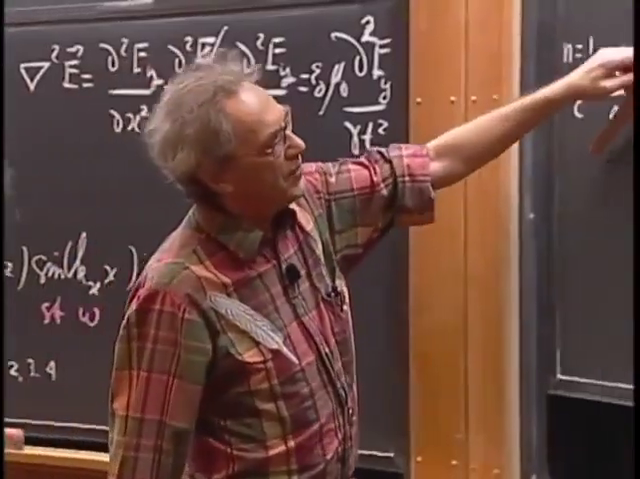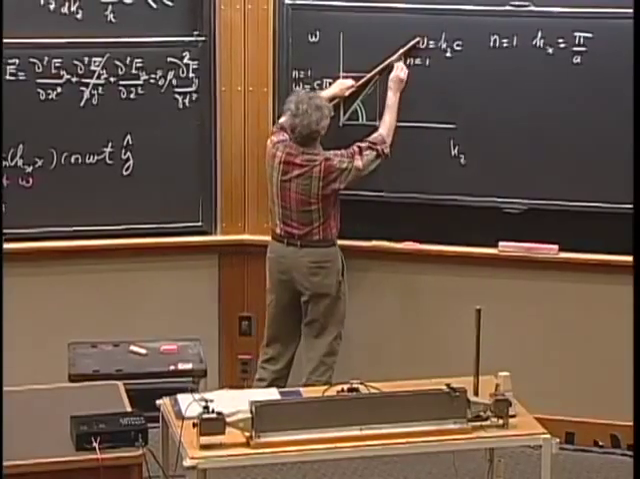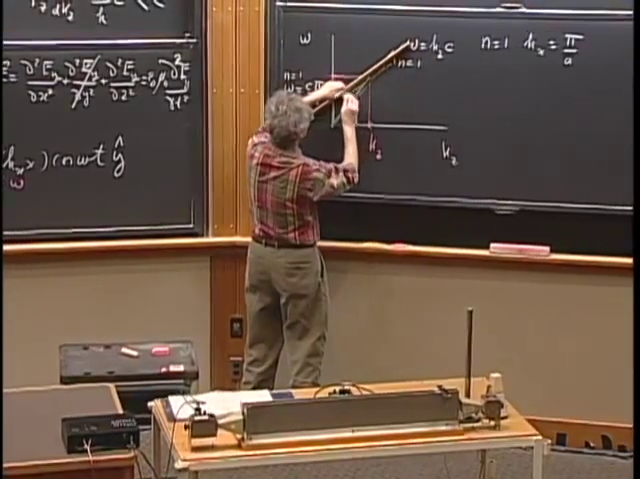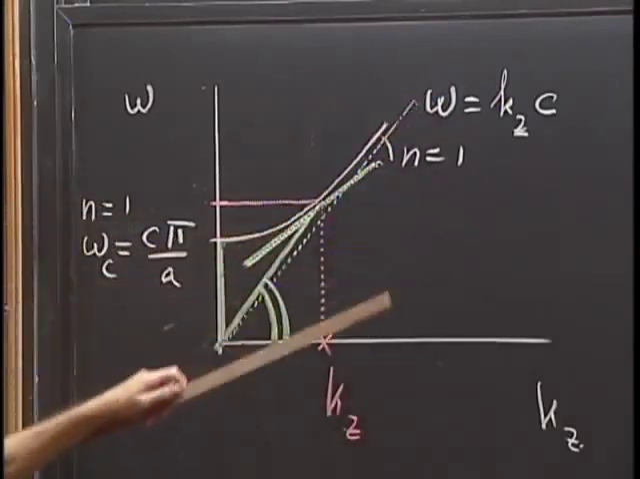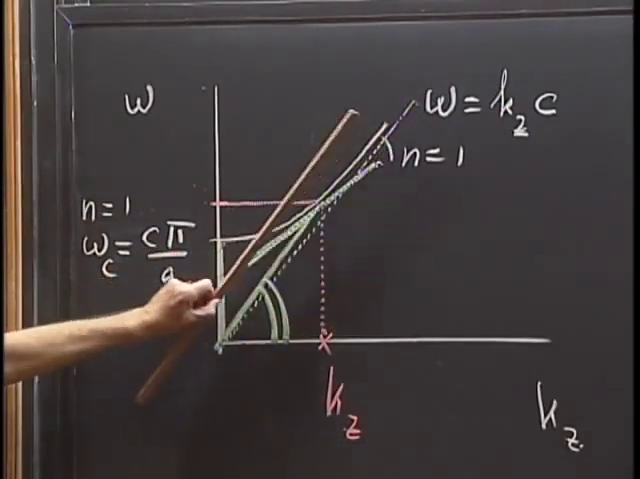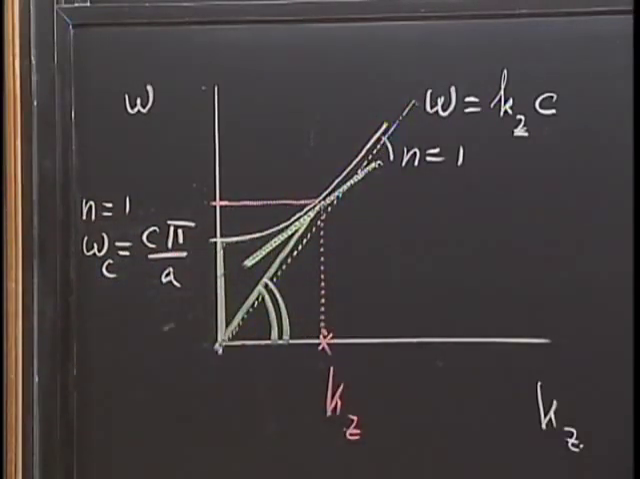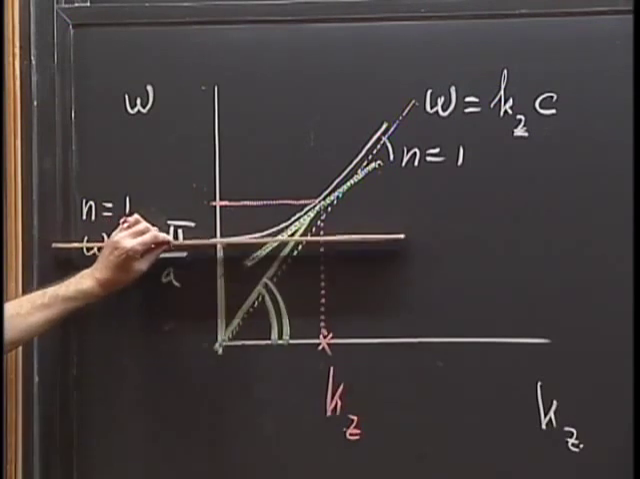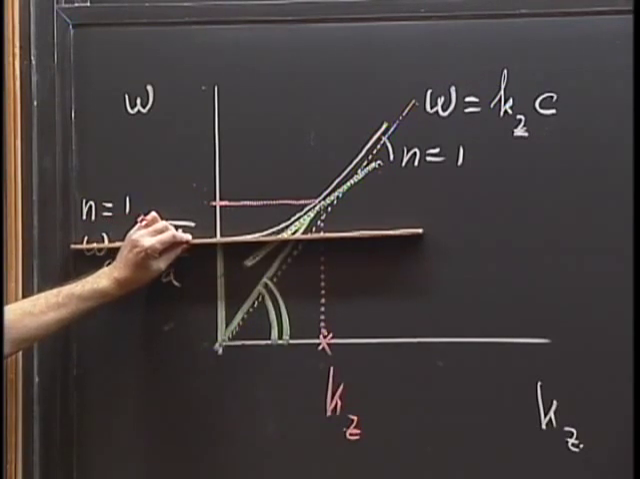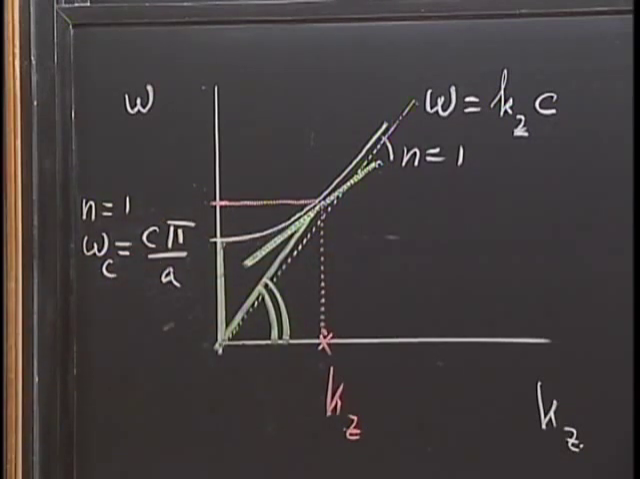Also notice that the tangent here is the group velocity, that is d omega over dk, and notice that this slope is smaller than this one. That is why the group velocity is lower than c. And also notice that when you reach this cutoff frequency, the tangent is like this. That means the group velocity is 0. Nothing can go through the gap anymore.